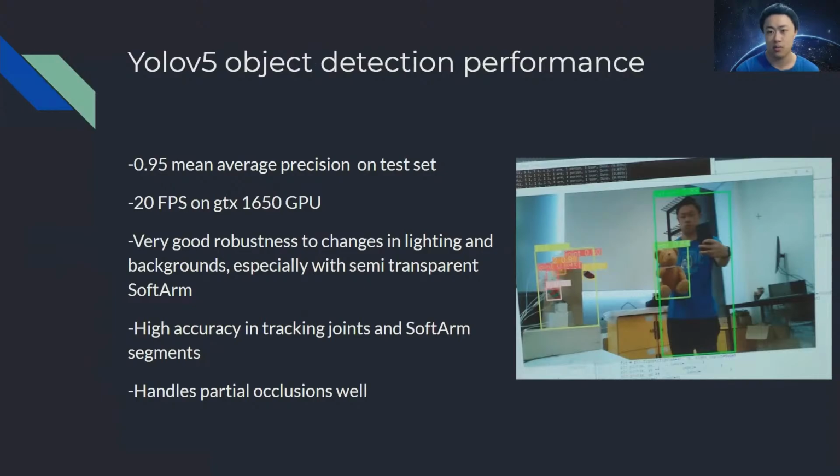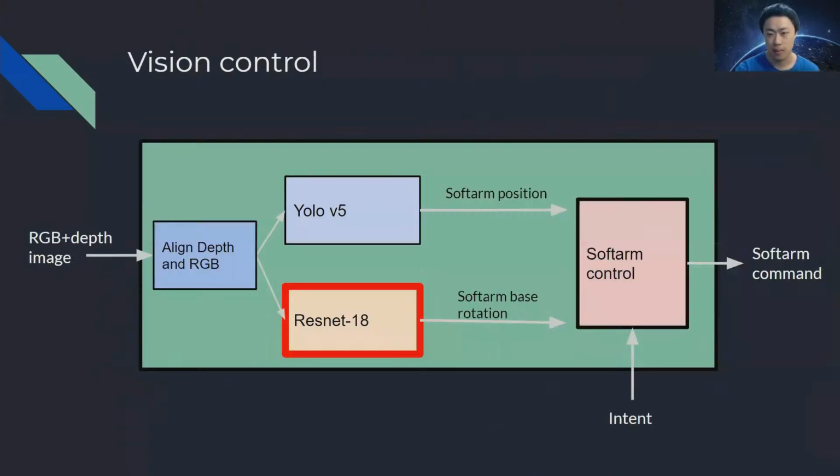This is actually quite notable because the soft arm is partially transparent and quite reflective, so the lighting and background affects the appearance dramatically. We also found that it could handle partial occlusions, such as by the plastic inflation tubes. Now I'll talk about ResNet 18.